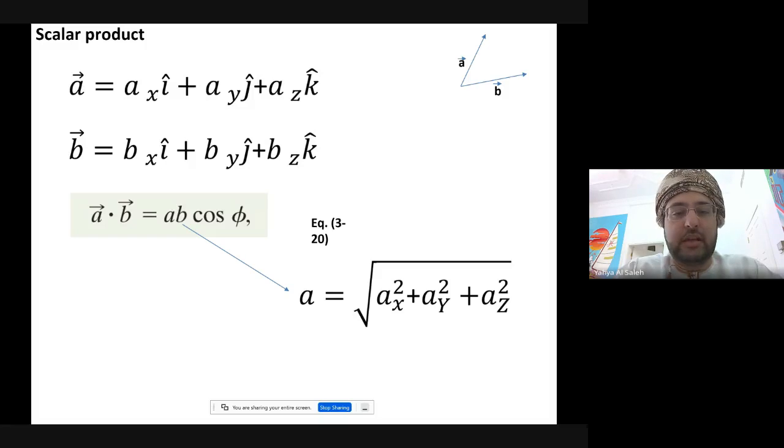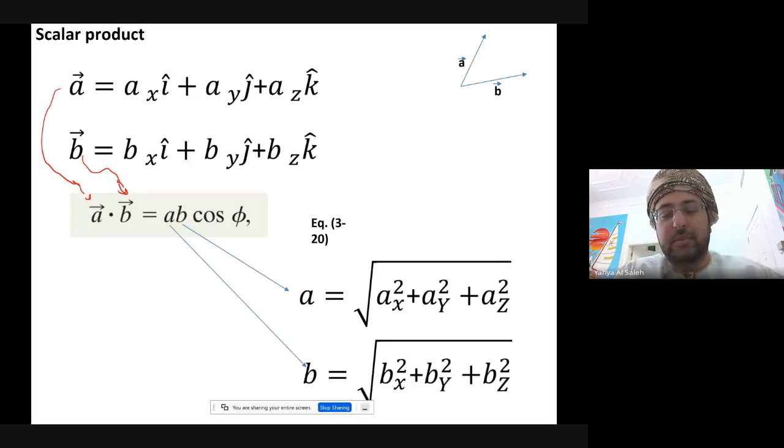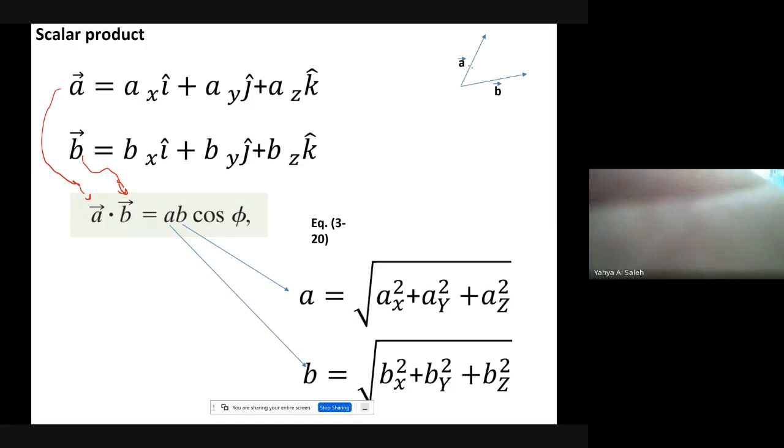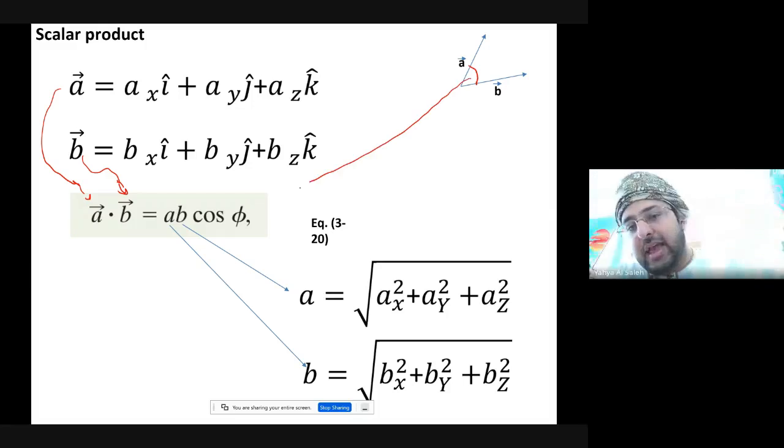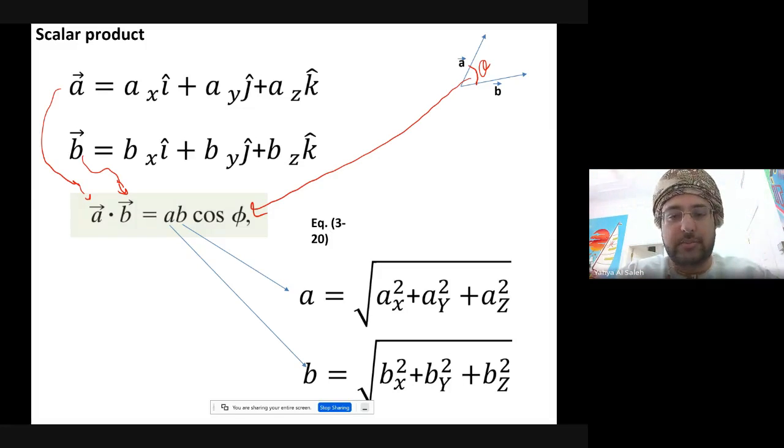A dot B equals AB cosine theta. What is A dot B? A is a vector and B is a vector. So the dot product of these two vectors is equal to the magnitude of vector A multiplied by the magnitude of vector B multiplied by cosine theta, the angle between these two vectors. And it's a number because A is a number, B is a number, cosine theta is a number, so it's just a number.